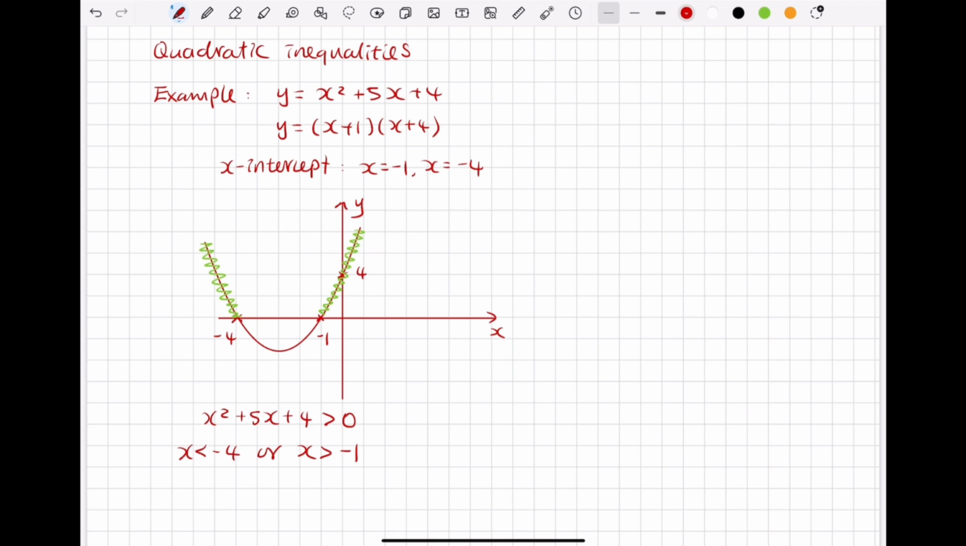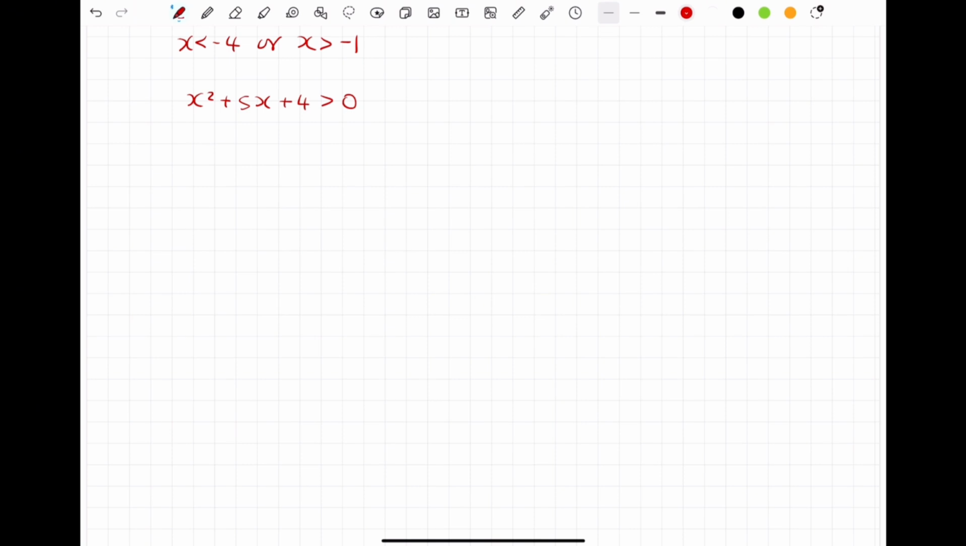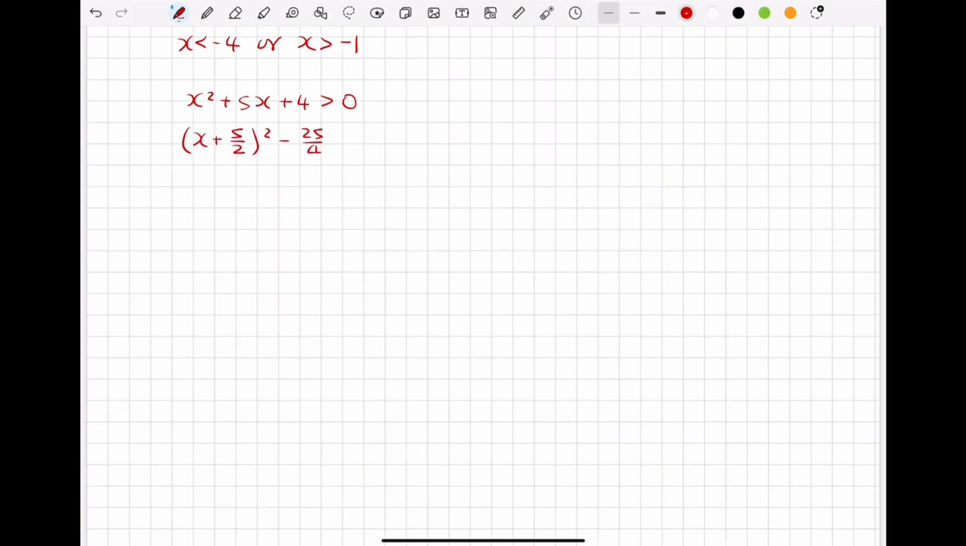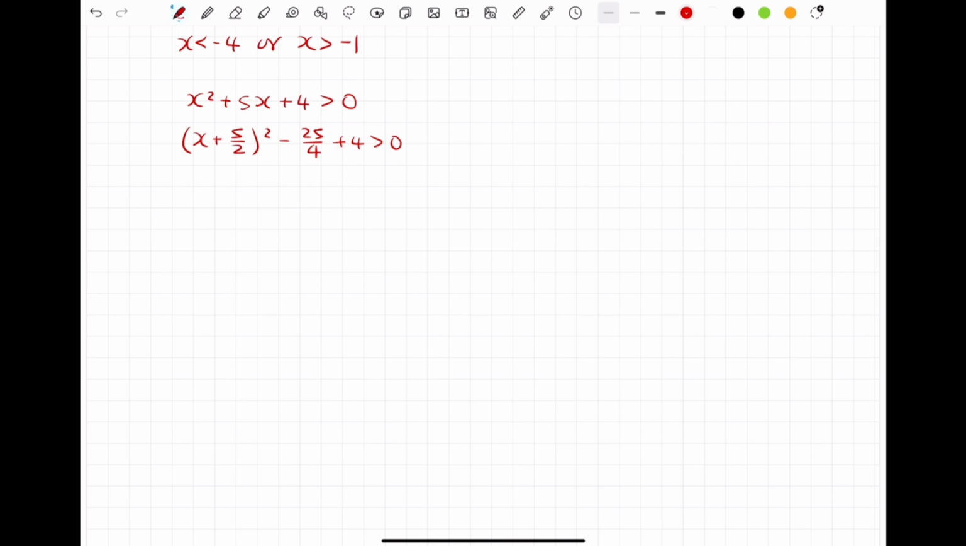Okay, so now let's look at how to solve it using algebra. Now what we need to do first is complete the square. So we'll have x plus 5 over 2 squared, subtract 25 over 4, and then add 4 is greater than 0. Let's simplify this, and we will have x plus 5 over 2 squared, take away 9 over 16, greater than 0. Add 9 over 16 on both sides. Now we have x plus 5 over 2 squared is greater than 9 over 16.